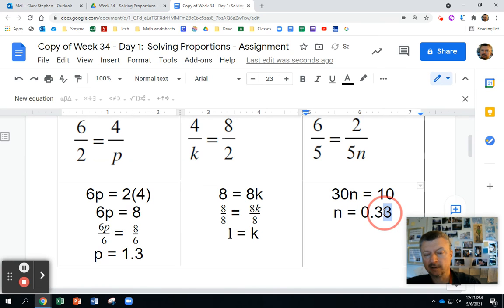Now again, we're going to round this to the nearest tenth. So we have to look at this number. This is a 3, so this 3 does not go up here. If this was an 8, you would round up to 0.4. But this is a 3, so you just take it off. And that's it.